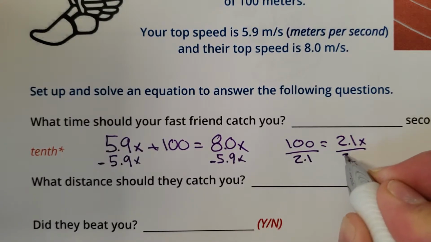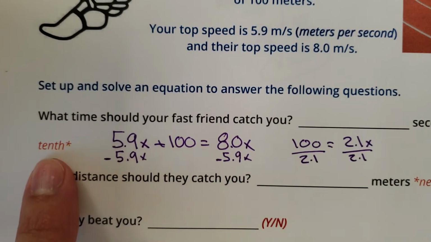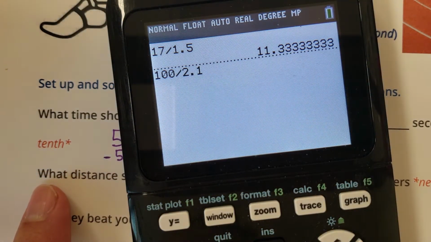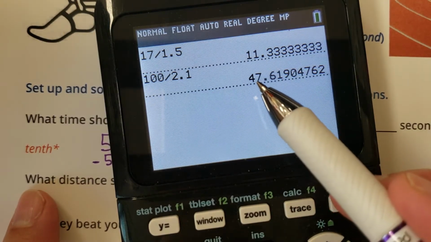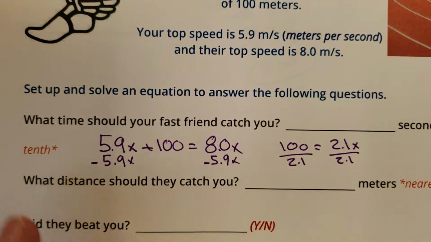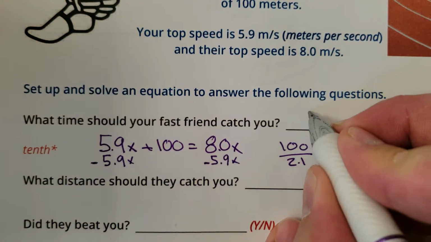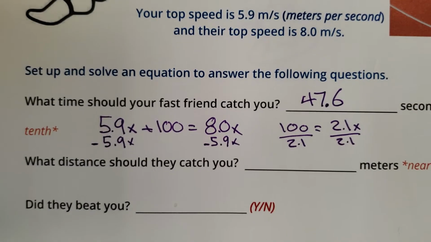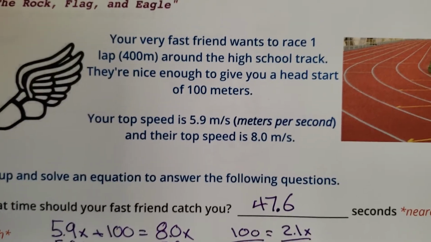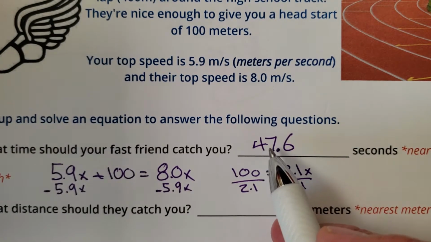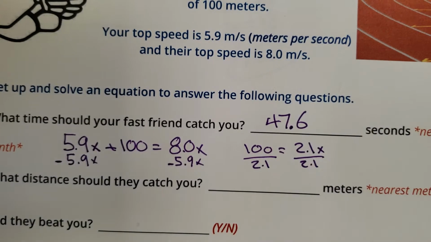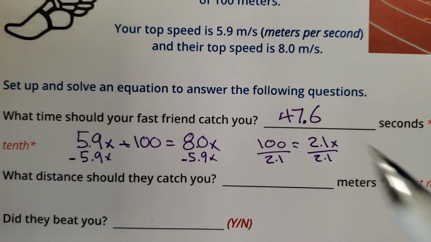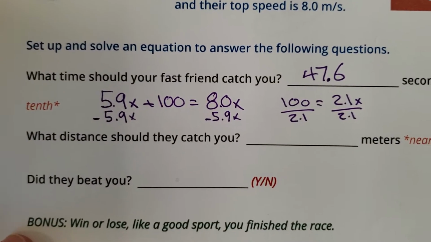Okay, so divide both sides by 2.1. Here we go. Nearest tenth of a second. 100 divided by 2.1 is going to be 47.6. So they're going to catch you at exactly 47.6 seconds. Now, that sounds like a pretty good race, because a good 400-meter race lasts high 40s, low 50s. Under a minute. If you're pretty good at a 400, you should be able to run it in under a minute. So for me, it was definitely never that. I don't think I ever ran it under 70, which is a 1:10.